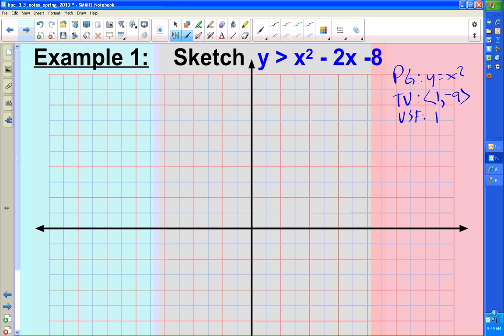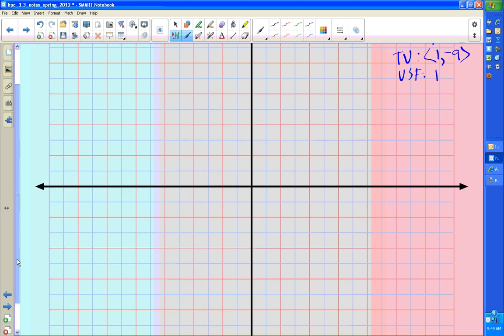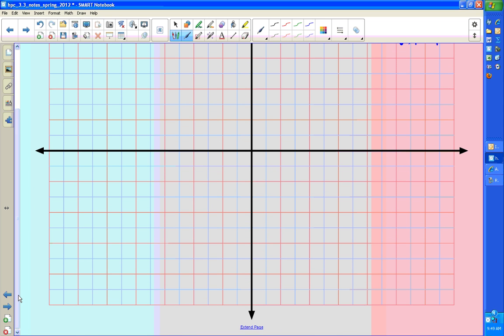Is this boundary going to be solid or dotted? Dotted. So the first thing I do is plot the vertex at 1, negative 9. And then I use my parent graph and my vertical stretch factor to find the next point. Since the vertical stretch factor is 1, we're going to behave the same as the parent graph. Right 1, up 1. Right 2, and right 3. And there's one of your x-intercepts.